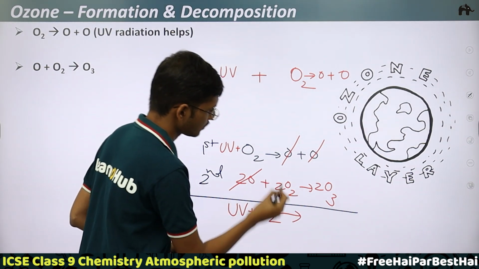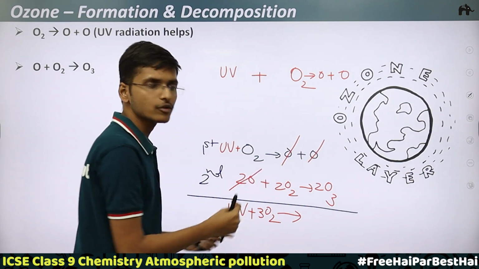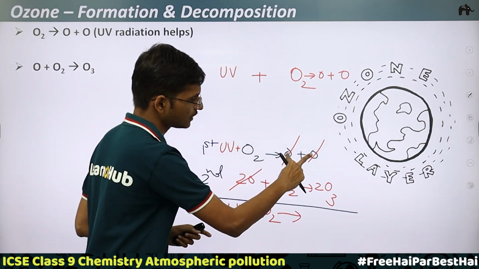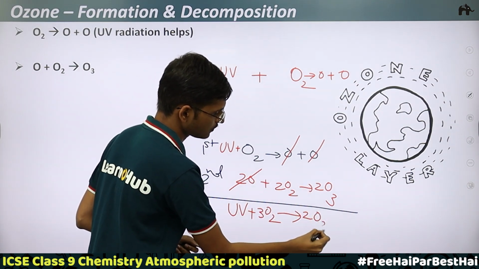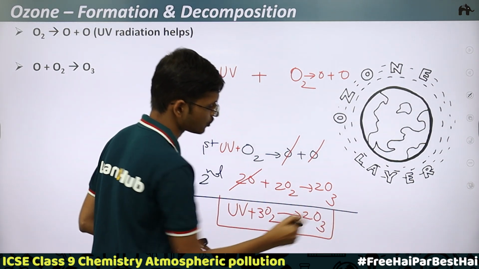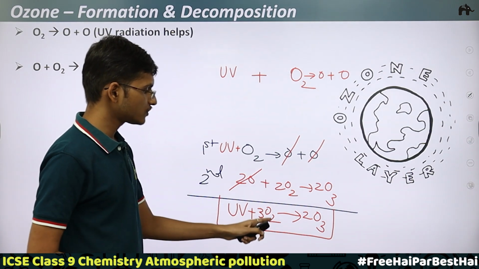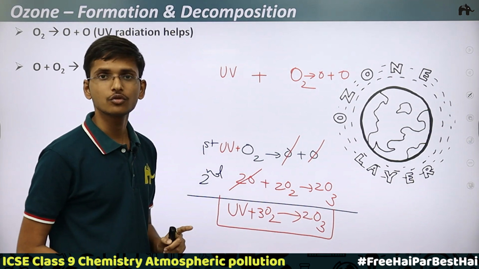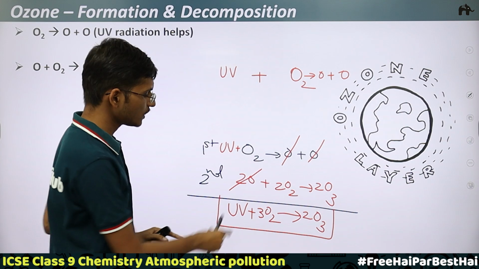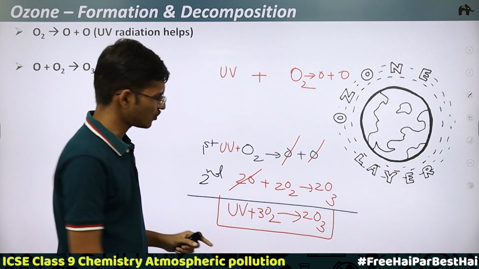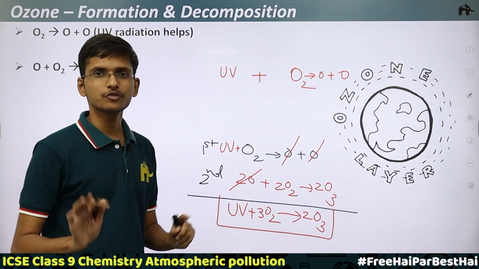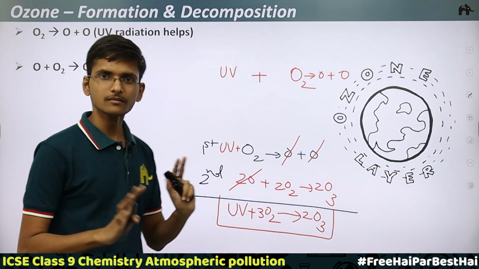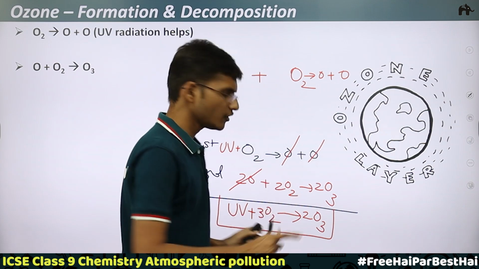Now on the other side of the arrow, that is on the right side of the arrow, cancelling out the terms, 2 ozone molecules just. So this is the reaction of the formation of ozone. Simply 3 oxygen molecules turning into 2 ozone molecules. You can write UV plus 3O2, or you can just write UV above the arrow as well. No issues here. Understood? Got the point? Now this is the formation.